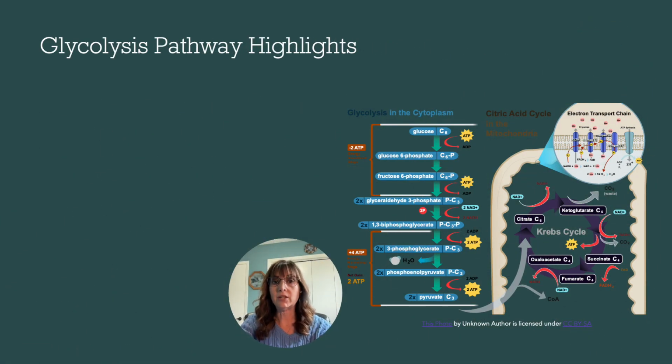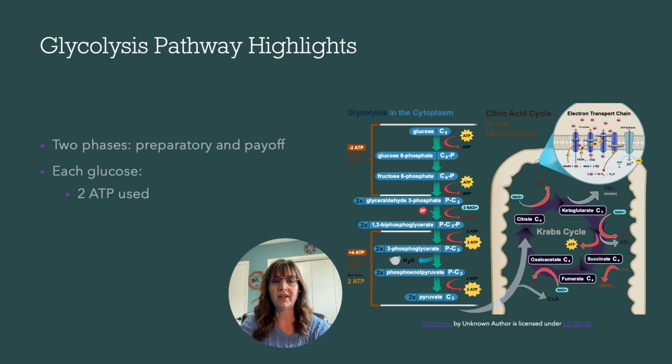Before we get into the nitty-gritty of glycolysis, let's take a look at some of the highlights of this pathway. Now, glycolysis occurs in the cytoplasm. And again, it's the breakdown of a 6-carbon glucose into 2 pyruvate molecules, both of which have 3 carbons. The 10 reactions of glycolysis are split evenly among 2 phases. 5 reactions make up the preparatory phase and 5 make up the payoff phase.